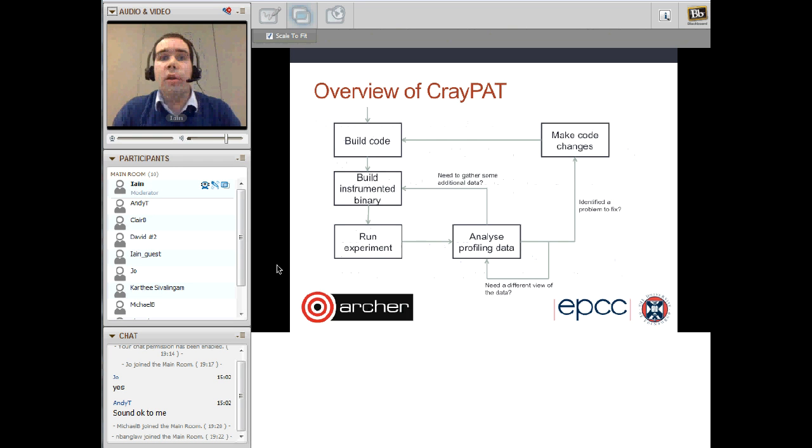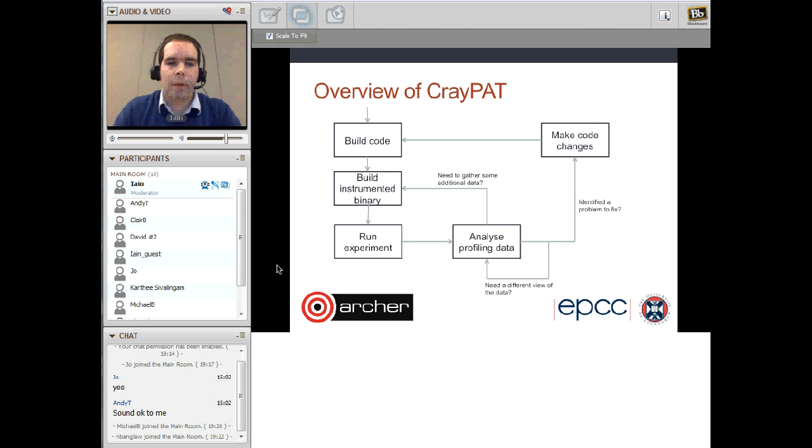Okay, so having introduced the tools and the kind of things you need to think about to set up for profiling, I thought I'd run through the kind of workflow that CrayPAT lets you do. So starting from the top, the first thing you're going to do is build the code that you want to do profiling with. And there's a subsequent step to that using the pat_build tool that I mentioned earlier. You're going to build yourself an instrumented binary. This is a program which has some additional code in it to generate profiling information on the performance of the code. And then you're going to take that instrumented binary and run it on Archer.